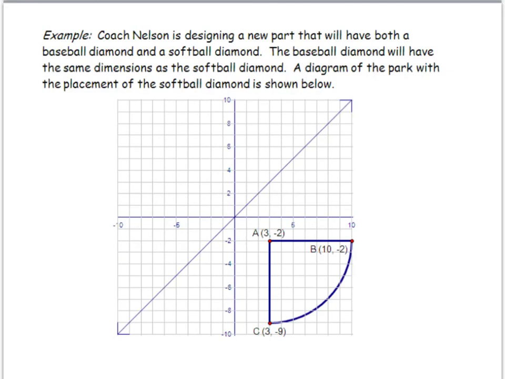So of course we got a word problem. In this word problem we've got Coach Nelson, and he's designing a new park that will have both a baseball diamond and a softball diamond. The baseball diamond has the same exact dimensions as the softball diamond. And we've got the diagram of the park below with the actual placement of the softball diamond.